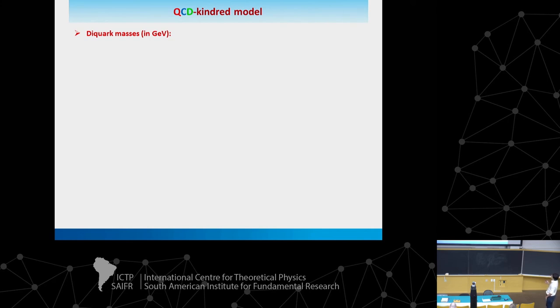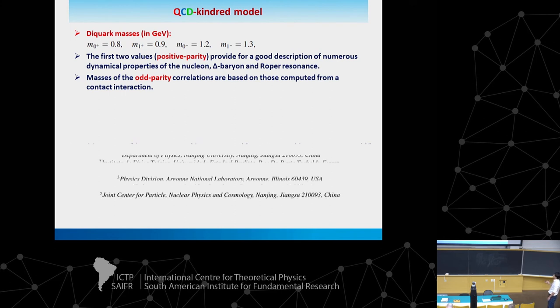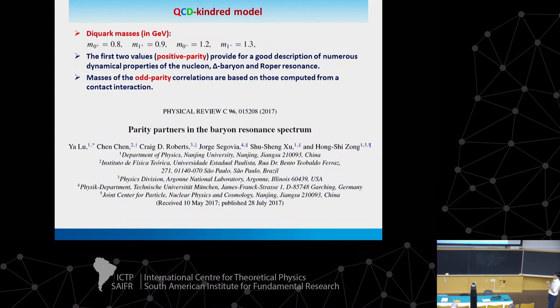The only parameters we need are the diquark masses. In our calculation, we put all the positive parity and the negative parity diquarks in our model. So we choose the mass for scalar diquark, for axial-vector diquark, for pseudoscalar diquark, and for vector diquarks. The first two values, scalar diquark and axial-vector diquark, provide a good description of numerous dynamical properties of the nucleon, Delta, and Roper. The masses of the latter two, the pseudoscalar and vector diquarks, are based on those computed from a contact interaction.